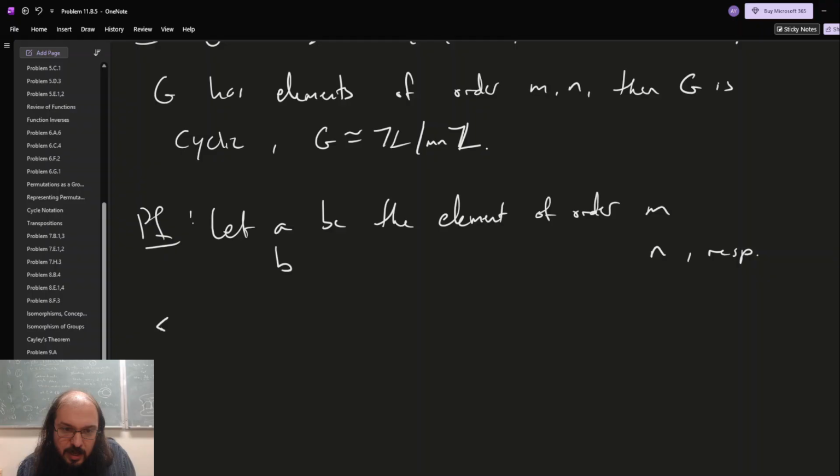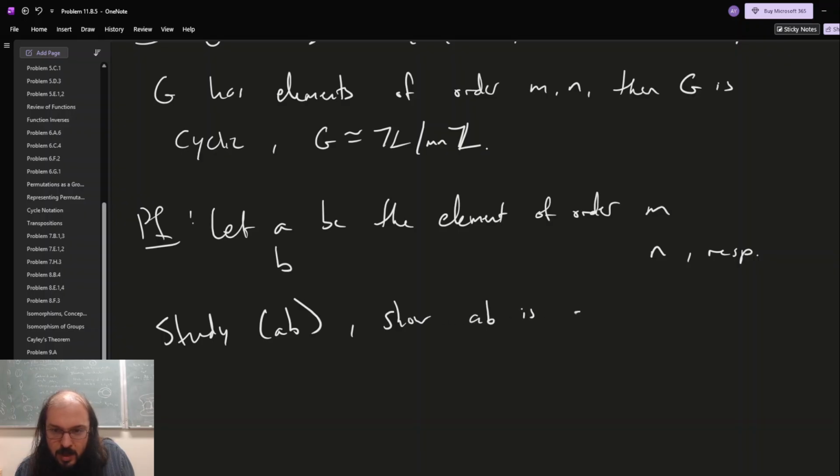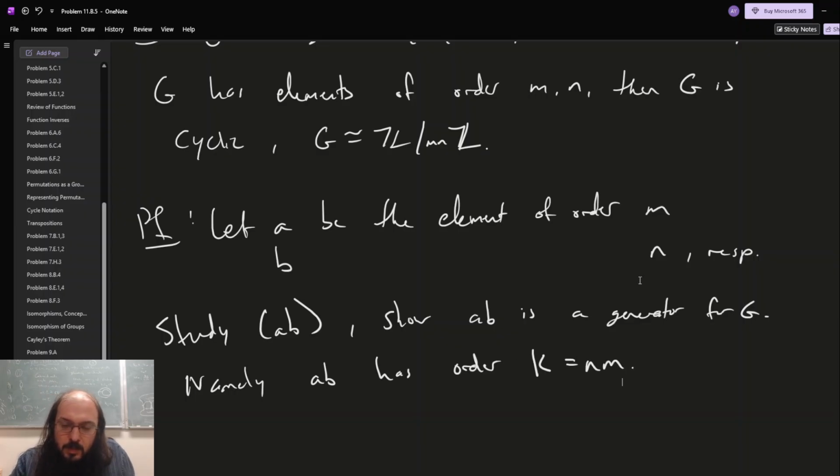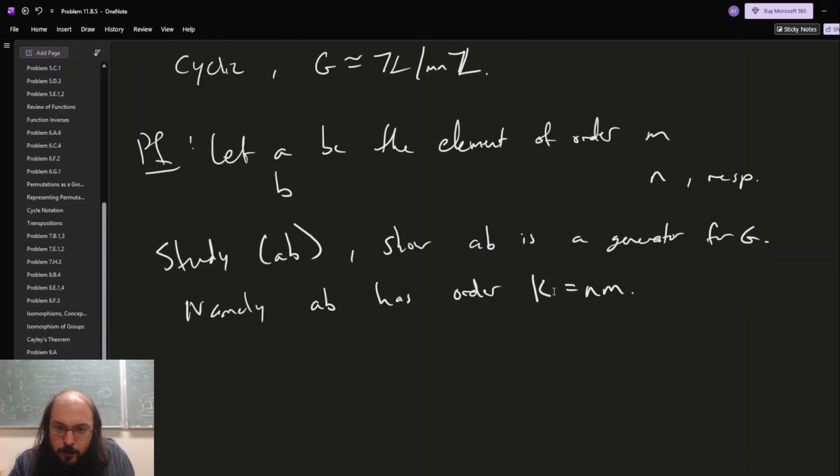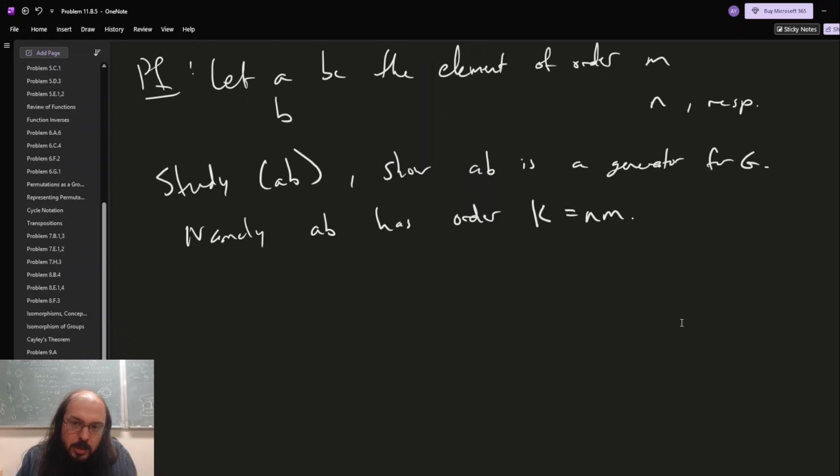And then we will study the element AB. And we will show that AB is a generator for G. Namely, AB has order MN. Now, we don't know what the order is, so I'm calling it K for the time being, but we're going to prove that that order actually is equal to MN. So here's how we're going to do that.